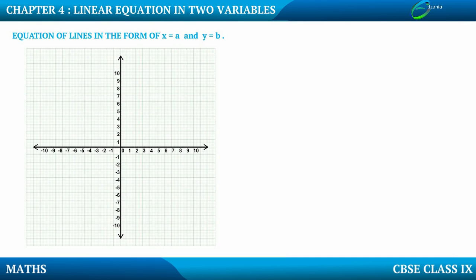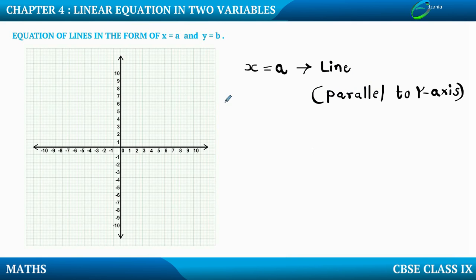Let me consider an equation of the form x is equal to a. So any equation which is of the form x is equal to a represents a line, but that line is parallel to y-axis. So any equation of the form x is equal to a is a line parallel to y-axis. Let us take an example. x is equal to 2.